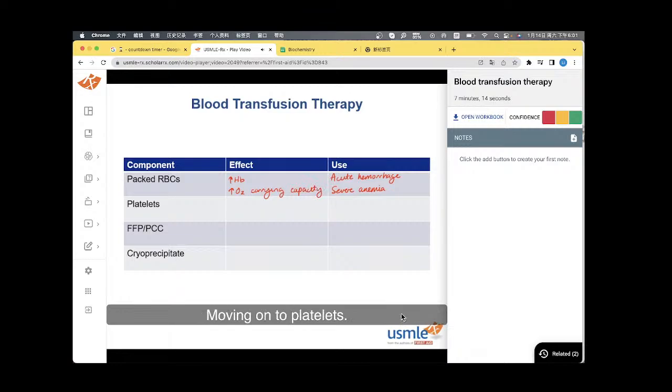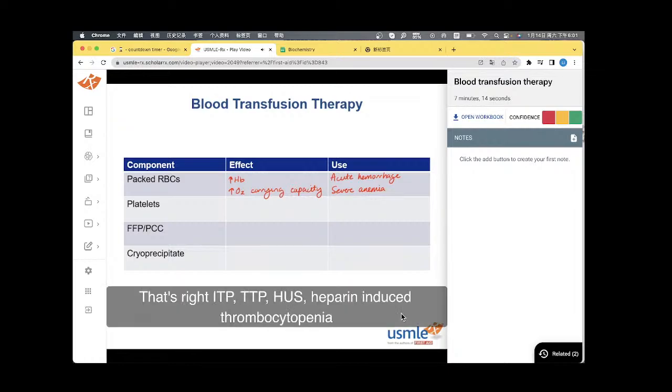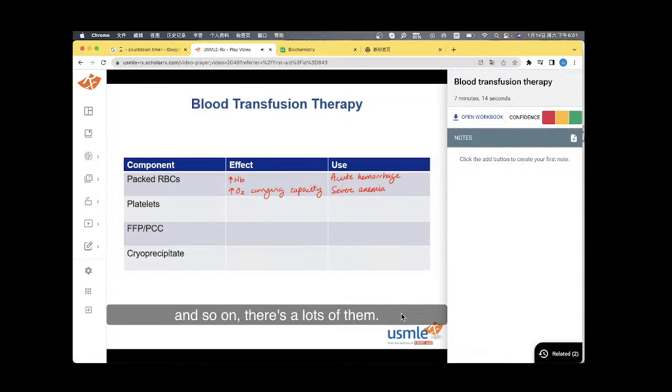Moving on to platelets, this is a similar concept to packed red blood cells. You really only give this when you need to replace what's missing. So what is it called when people are missing platelets, or they have a shortage of platelets? Good, that's called thrombocytopenia. And what are some pathologies that manifest with thrombocytopenia? That's right, ITP, TTP, HUS, heparin-induced thrombocytopenia, and so on. There's lots of them. And you can actually review this topic in full detail in the platelet and bleeding disorder videos in this very chapter.